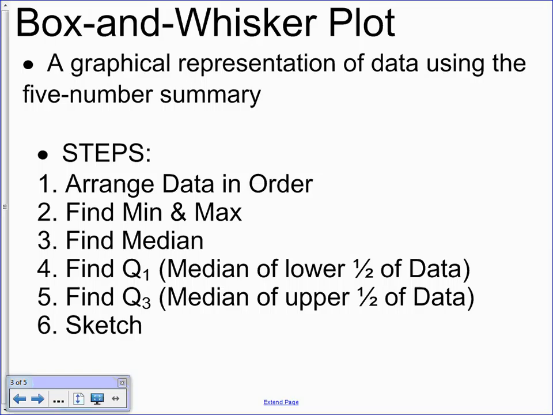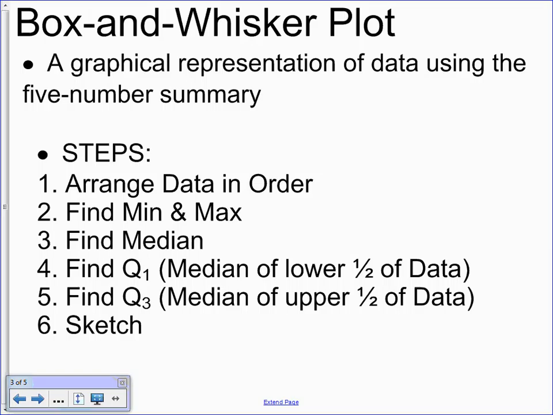The first step is make sure you've put your data in order. Since we're finding medians, that's one of the really important things to calculating a median, is to make sure that you put your data in order from least to greatest. So we want to do the same thing for the box and whisker plot. Okay. After you put your data in order, it will be really easy to do step 2, which is find your min and your max. That'll be the left and the right side of your data, if they're written in order.